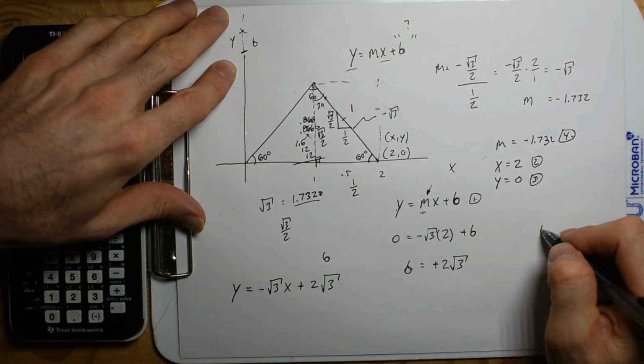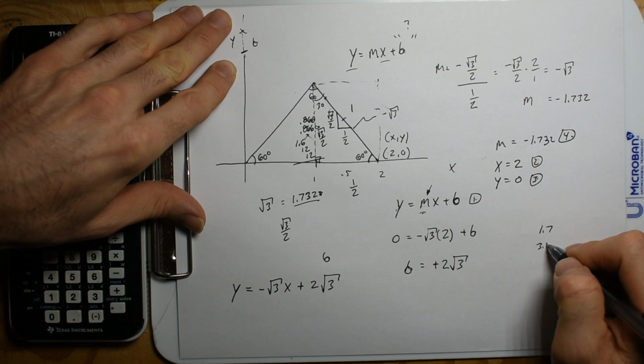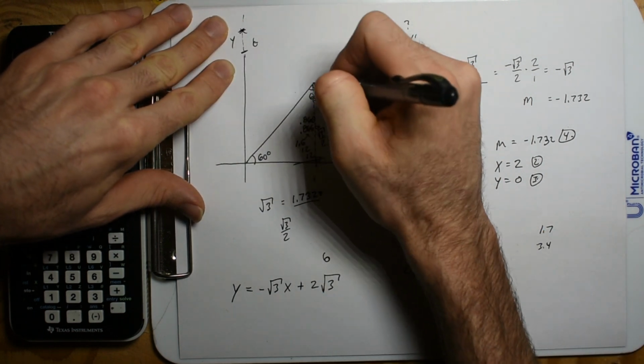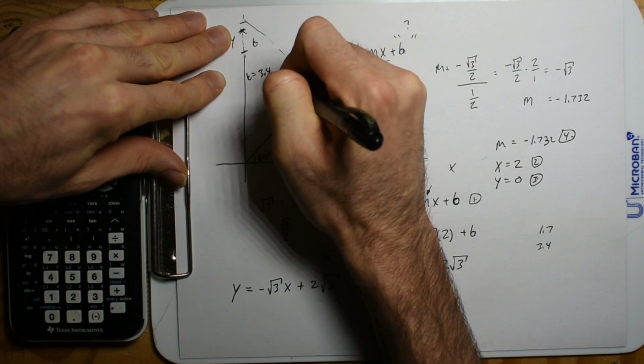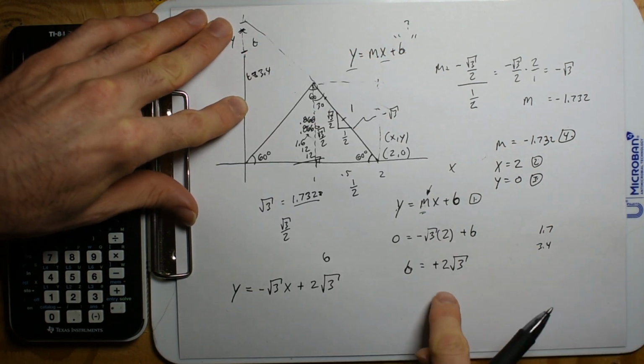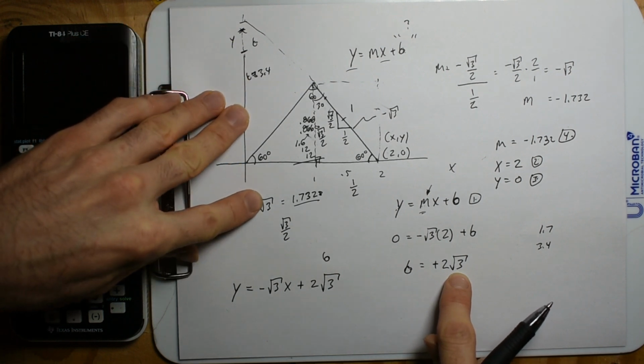So what do we say square root 3 is? 1.7. So 2 times that is going to be 3.4. So hell yeah. It's going to come up here to a value of b of about 3.4, which is 2 square root 3. Hell yeah. And booyah.